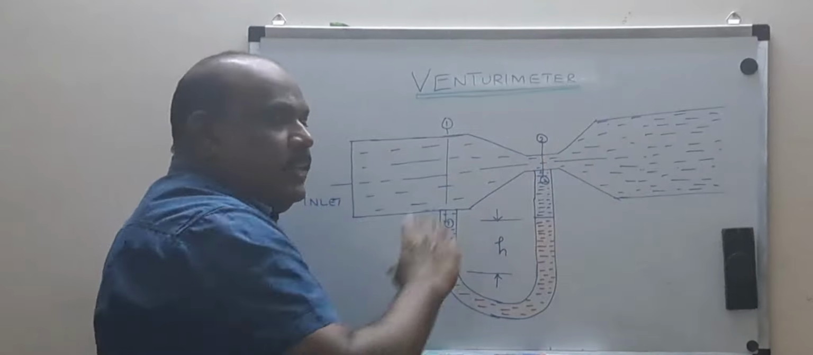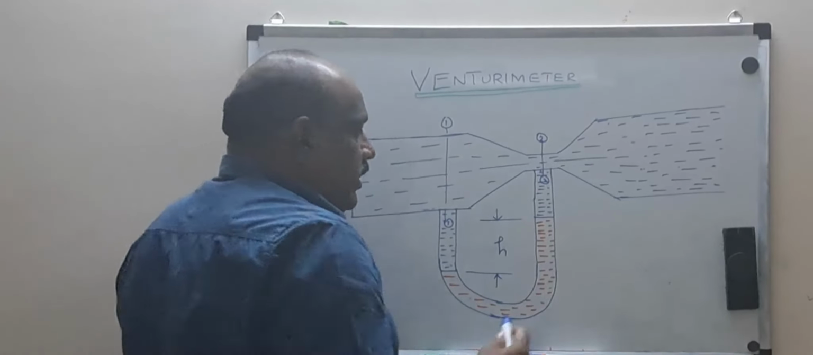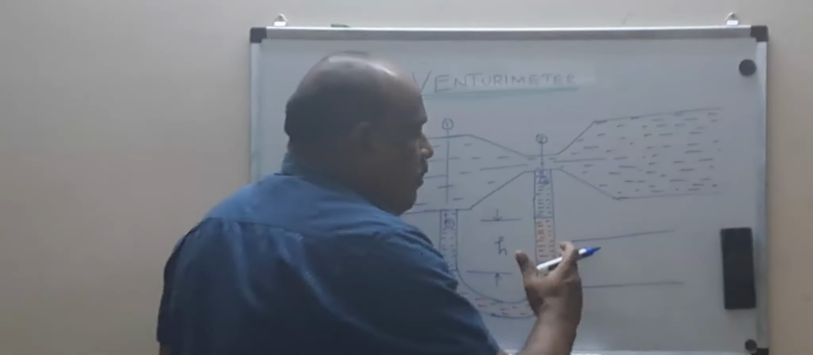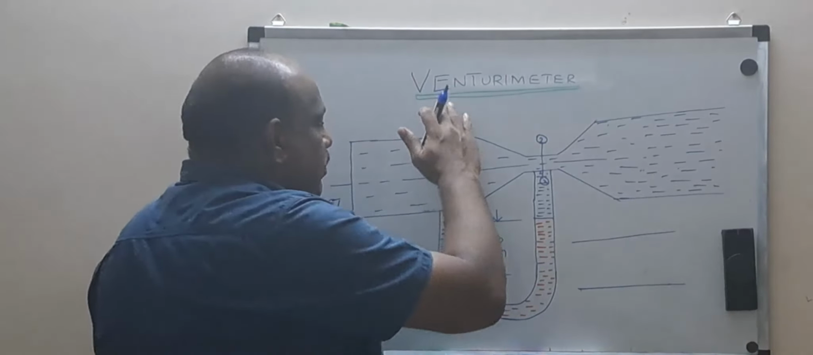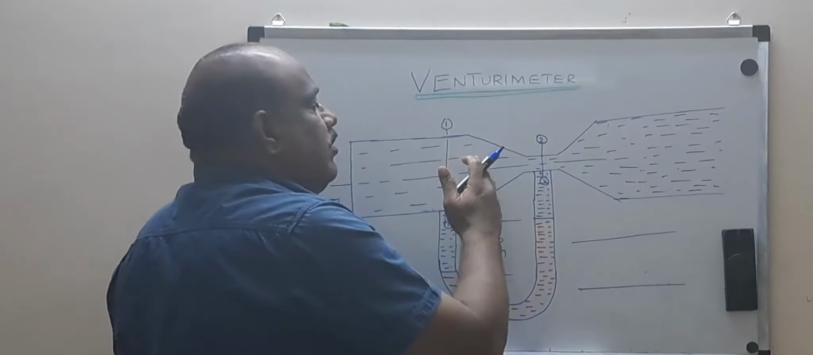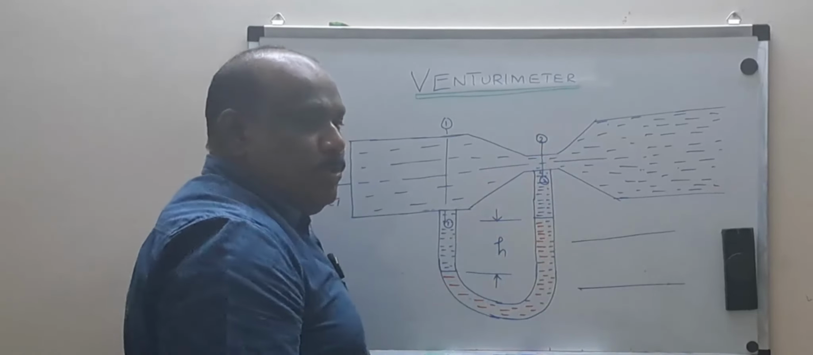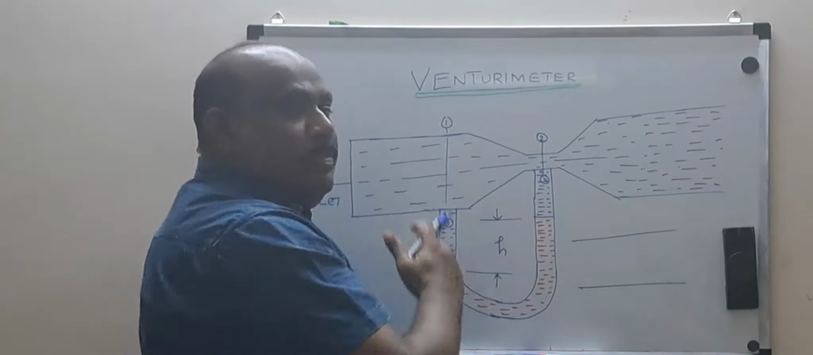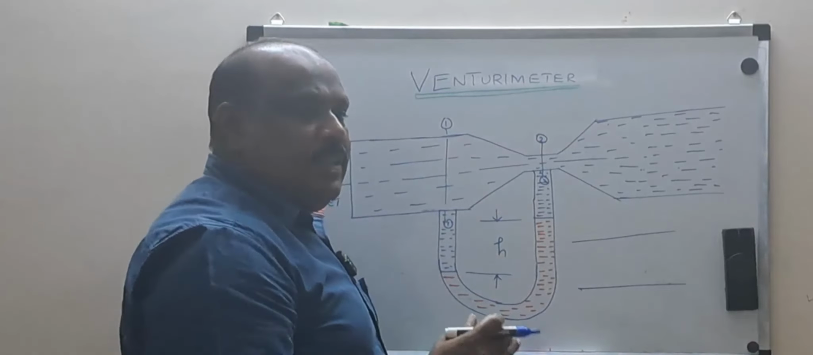If this section is not there, how will the pipe be? The pipe will be just like this, isn't it? The flow will happen from left to right. But here we made some changes consisting of a convergent portion, throat and a divergent portion. So why did they make it like this? Once they made it like this, it's called a Venturi meter. So what may be the application of this?